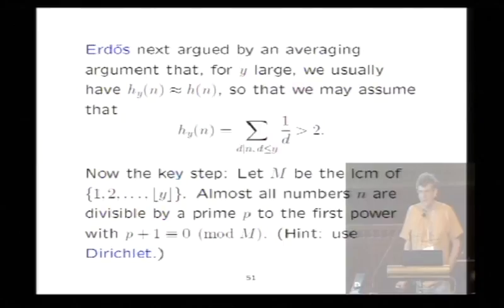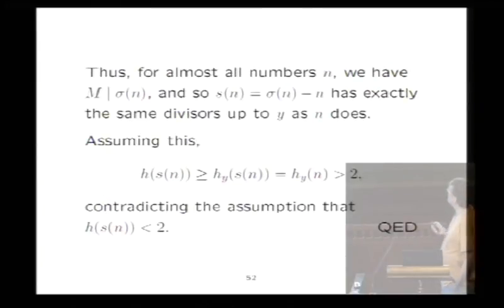The proof of this is actually not so hard. It uses Dirichlet's theorem on primes in a residue class. The sum of the reciprocals of primes p that are in this residue class is infinite, and so therefore the density of integers that are free of primes from that residue class is 0. But this does it because if n is divisible by p to the first power and p plus 1 is divisible by M, that means that p plus 1 is a divisor of sigma of n, and therefore M is a divisor of sigma of n.